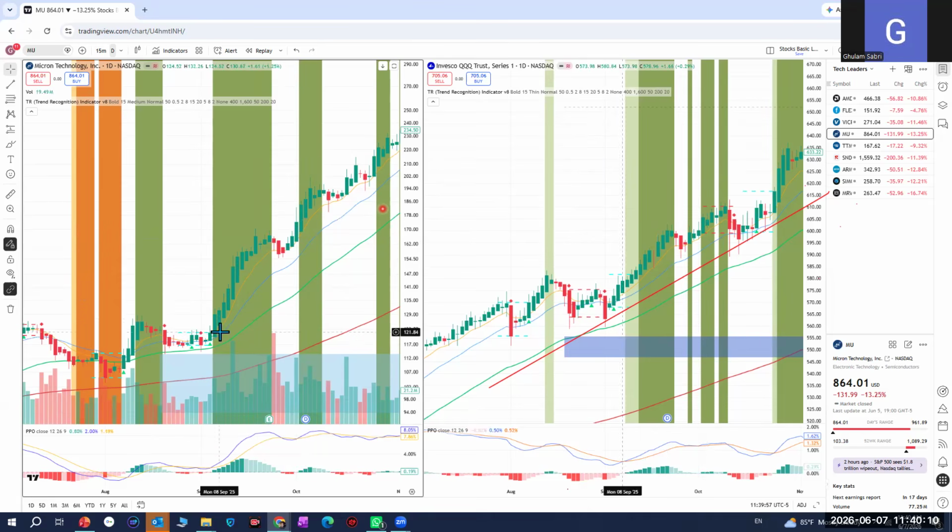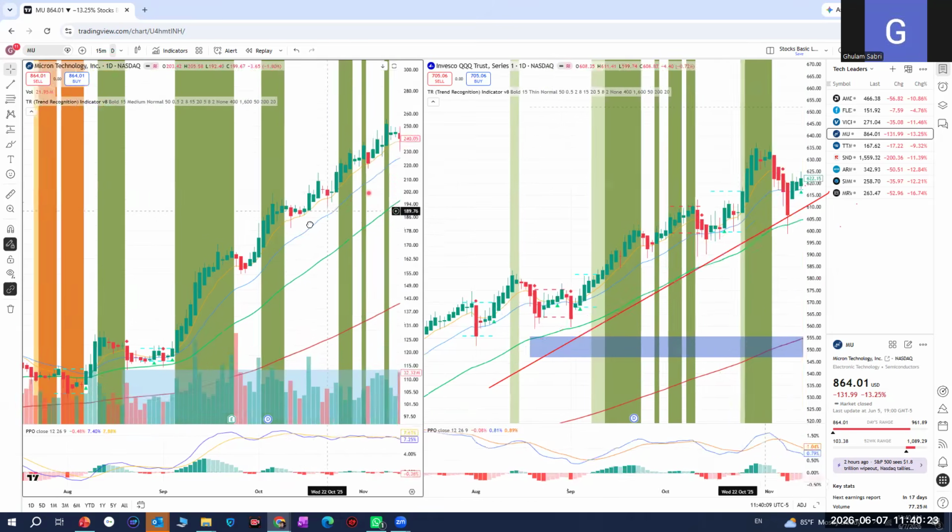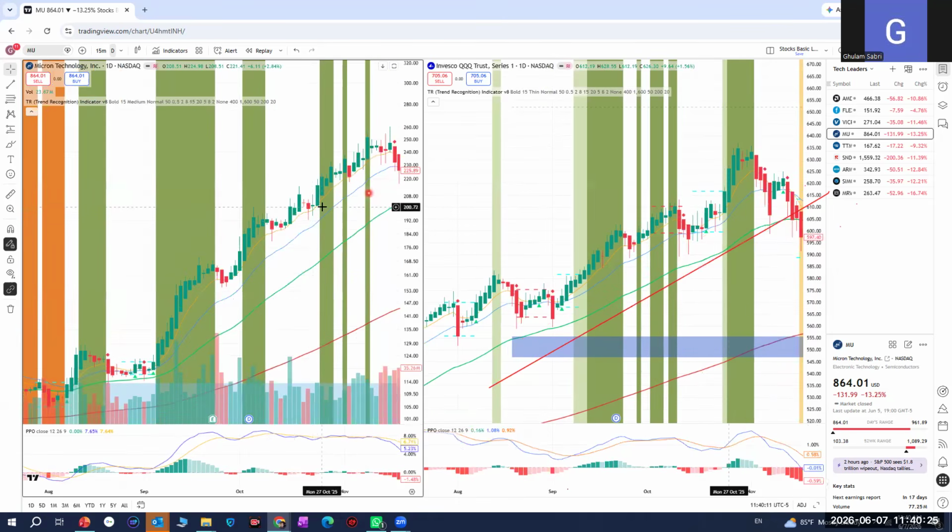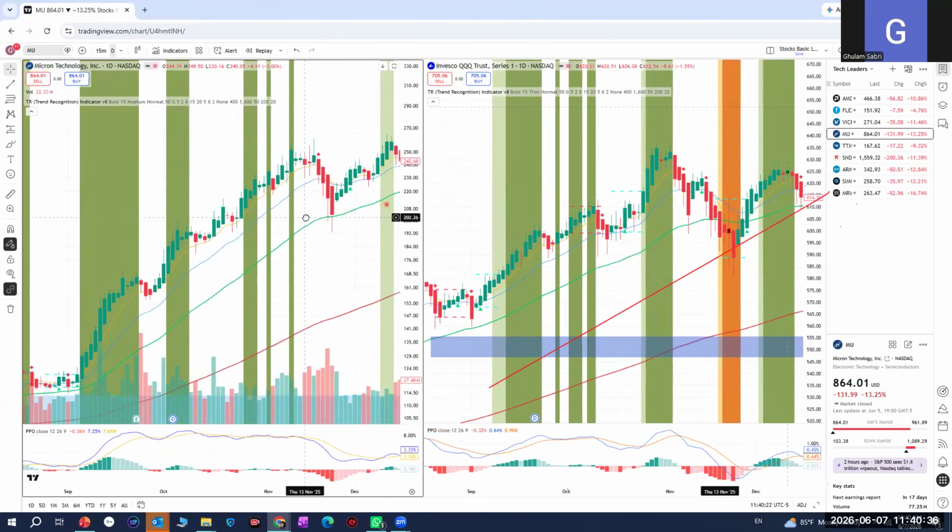If you miss this entry and this entry, when is the next entry? Either on a pullback, but the problem with this pullback is that it's already extended. So we don't know that the momentum will come back to it. Right now, the momentum is not there. So we wait till another green zone appears. Now we are into a late stage: first stage, second stage, third stage. Chances are that this time it will come down for a longer period of time, which it did. Eventually, it finds support here.